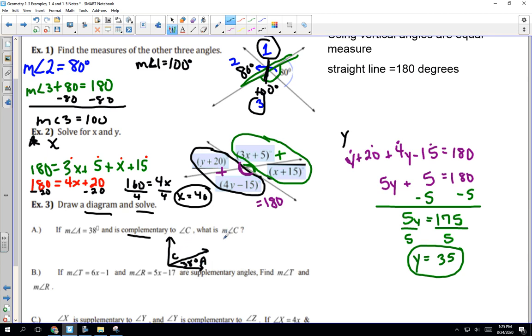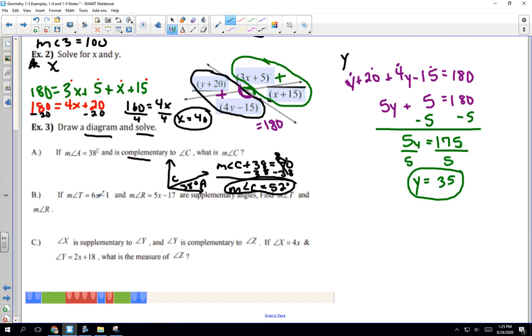So we say the two of them added together, C plus 38 degrees has to equal 90, because that's what complementary is, two angles that add up to equal 90. We're going to subtract 38. So the measure of angle C, 90 minus 38 is 52. Woo-hoo.